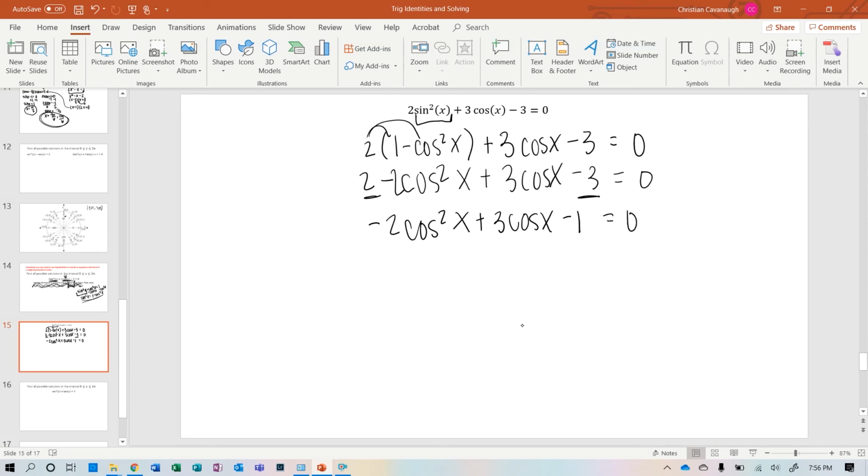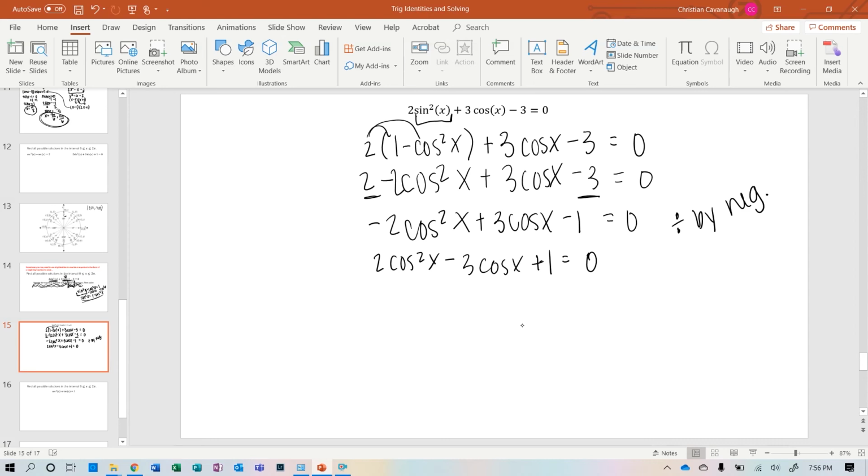And now we need to factor. My tip for whenever you need to factor something that has a negative in the front, I don't really like to deal with that when I'm trying to factor, so I just divide by the negative. Whenever you're dividing by a negative, you're essentially just changing the sign of every single thing in that equation. So my negative 2 cosine squared x becomes positive 2 cosine squared x minus 3 cosine x plus 1 equals 0. We're not really going to make it positive or negative, so it just remains 0. So now we need to factor 2 cosine squared x minus 3 cosine x plus 1.